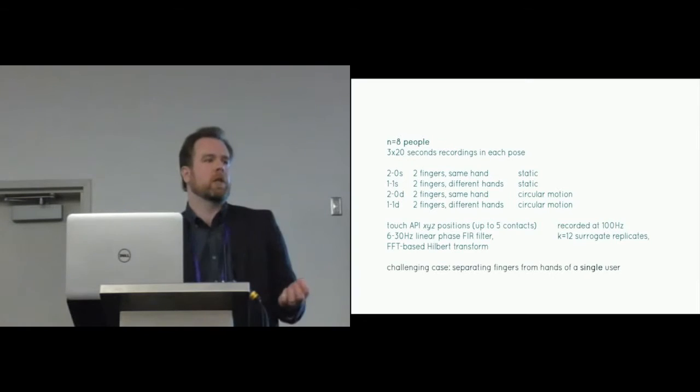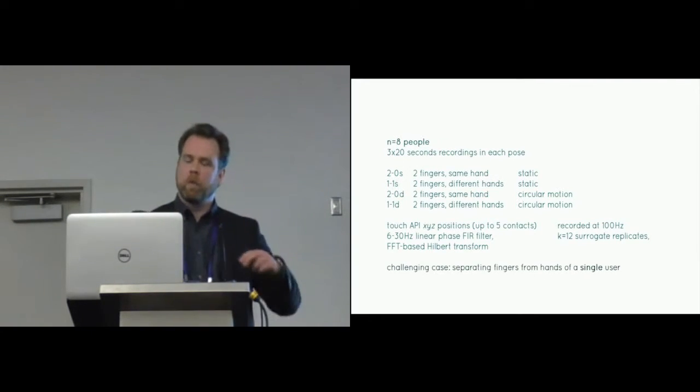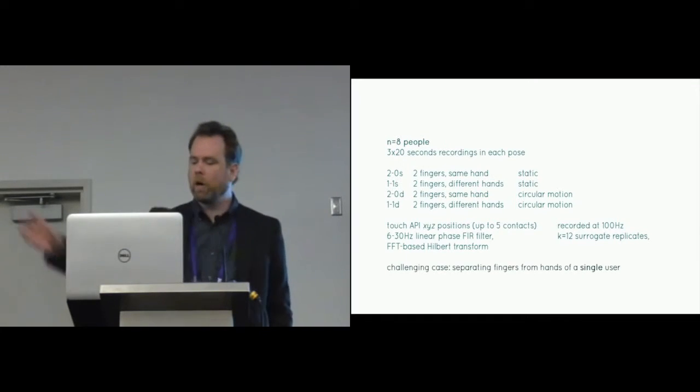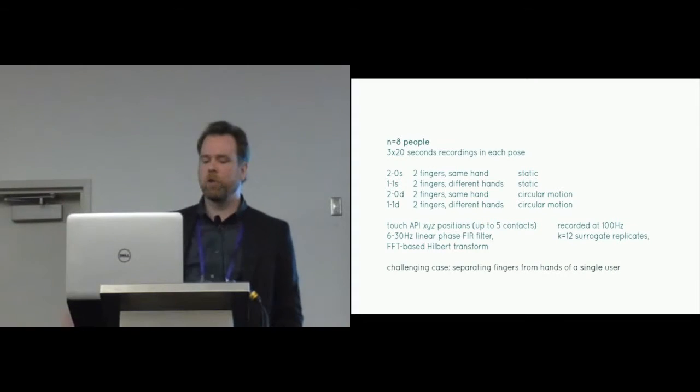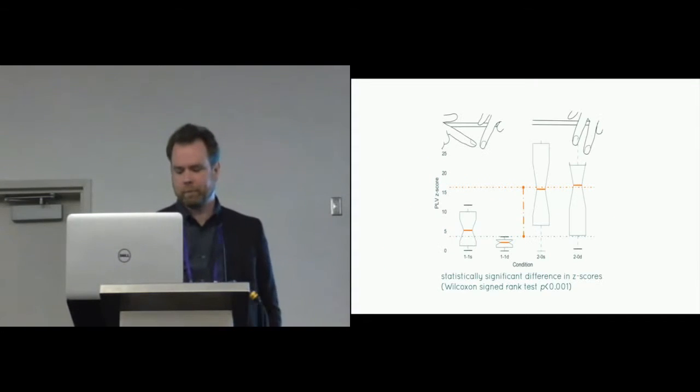Right, this is the challenging case. If you have 2 different people, their tremor is going to be pretty different anyway. One person with 2 fingers in different parts, that's the challenging case to look at. So we recorded their position at around 120 hertz, we applied the filtering, applied the Hilbert transform, and then we did the surrogate test.